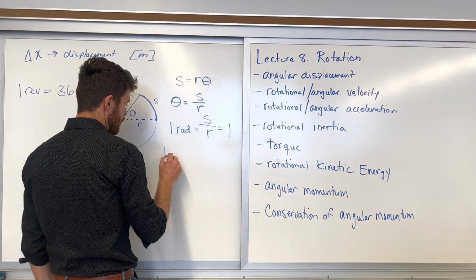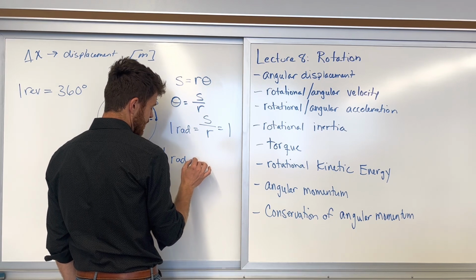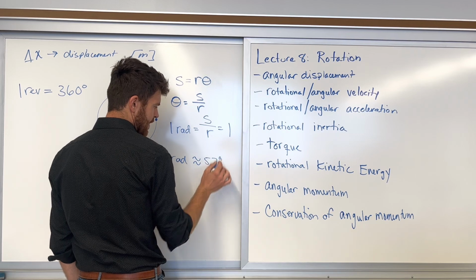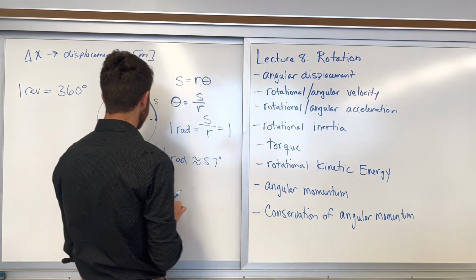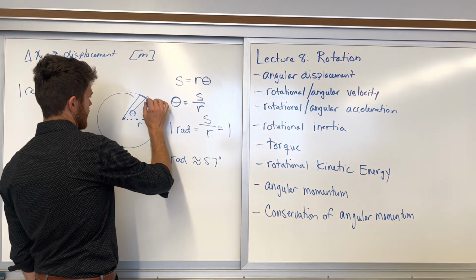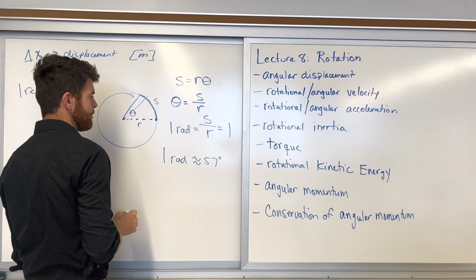Well, it turns out that 1 radian is just a little bit bigger. It's approximately equal to 57 degrees. It's actually just a little bit bigger than 57 degrees. All right, so 45 degrees is probably like right here. So maybe this is about 1 radian, what I drew there.